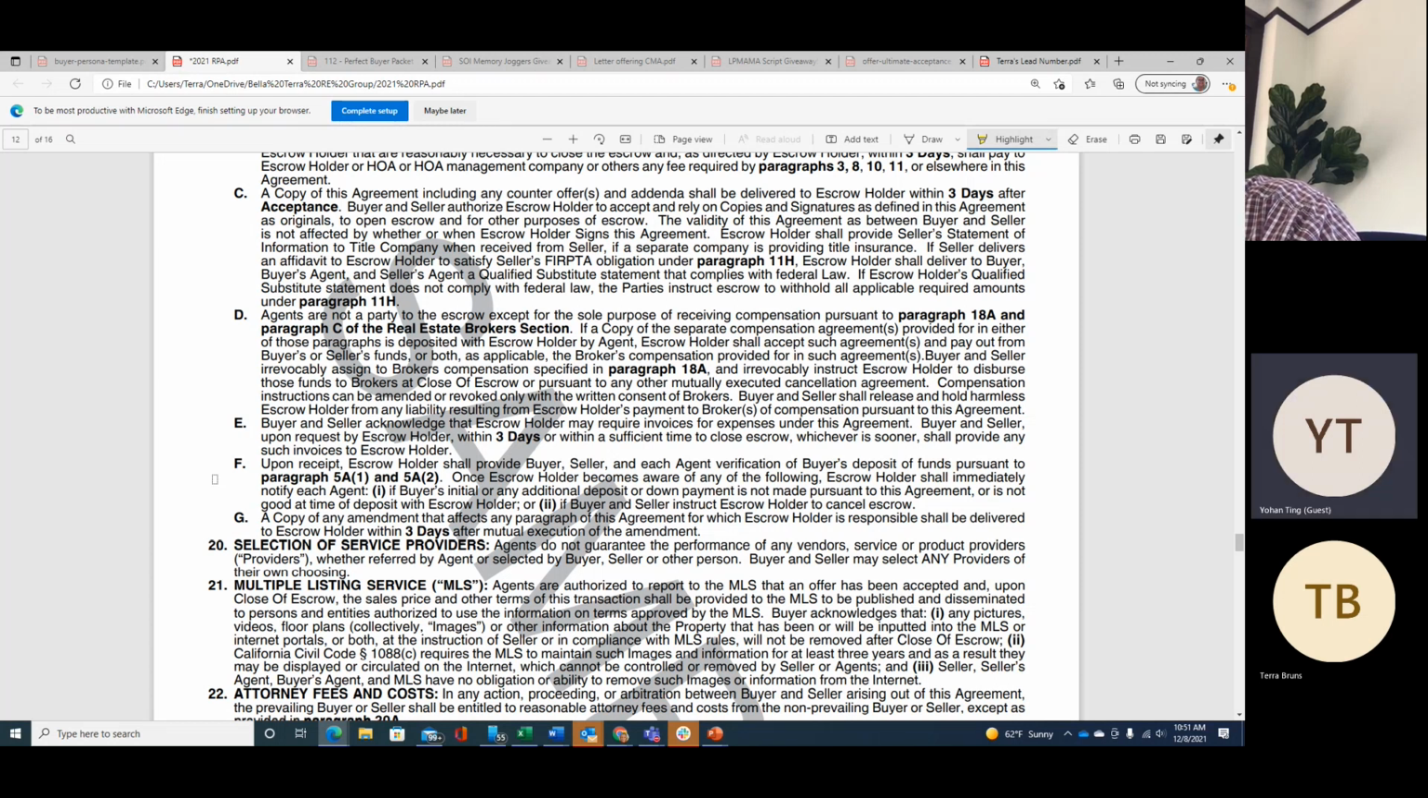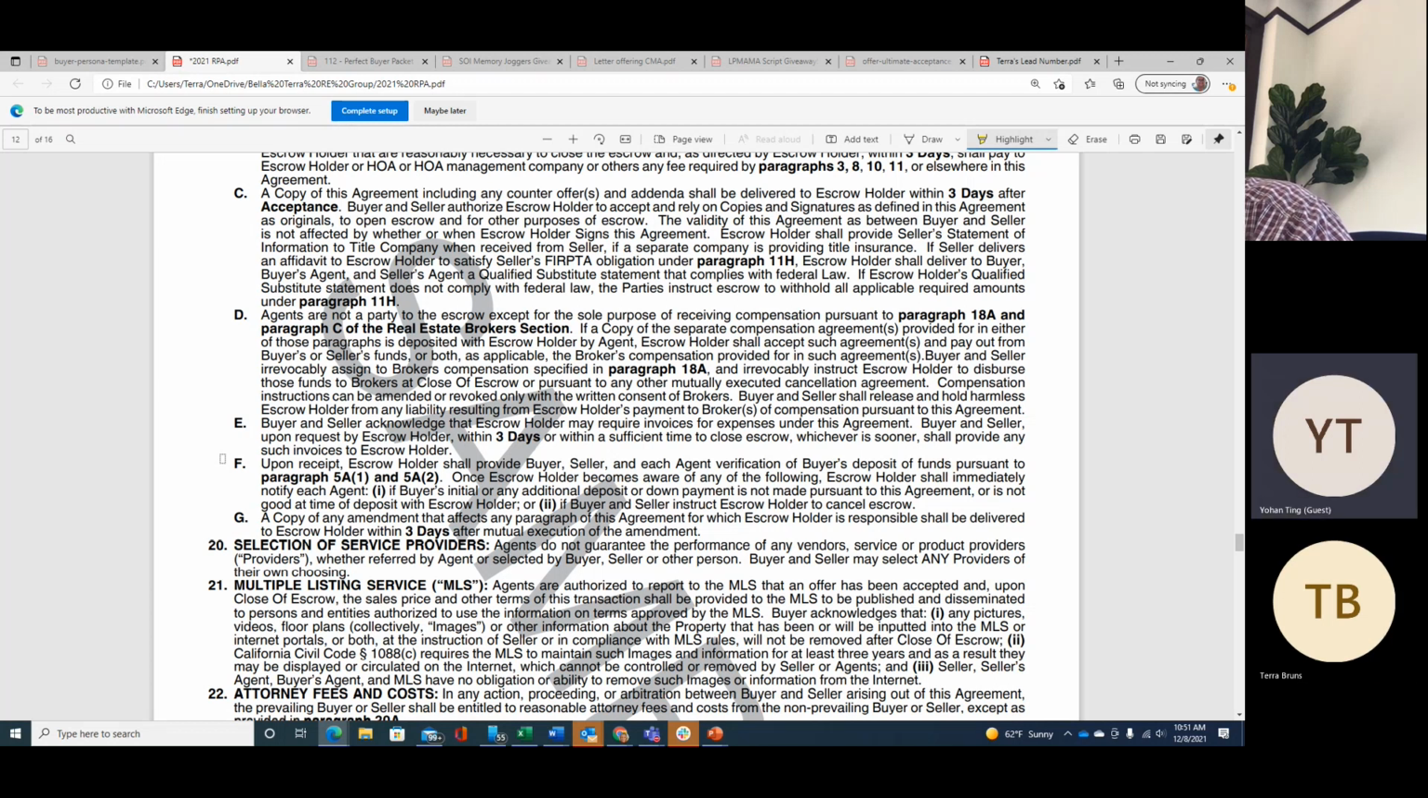The broker's compensation provided for in such agreements, buyer and seller irrevocably assign to brokers the compensation specified in paragraph 18A and irrevocably instruct escrow holder to distribute those funds to brokers at close of escrow or pursuant to any other mutually executed cancellation agreement. Compensation instructions can be amended or revoked only with the written consent of brokers. Buyer and seller shall release and hold harmless escrow holder from any liability resulting from escrow holder's payment to broker of compensation pursuant to this agreement.